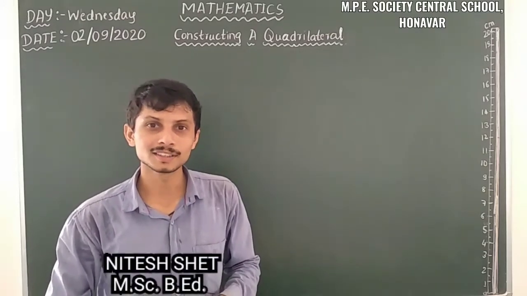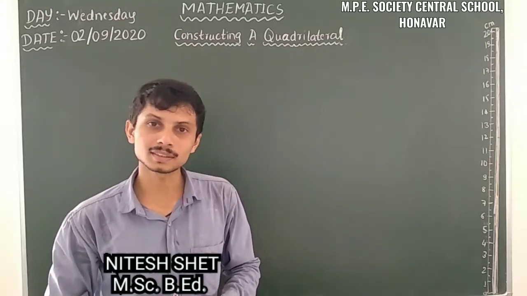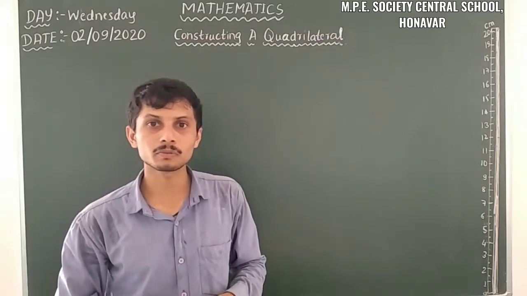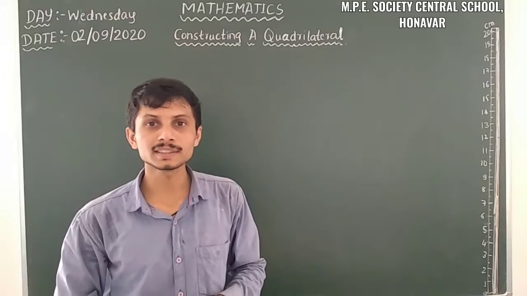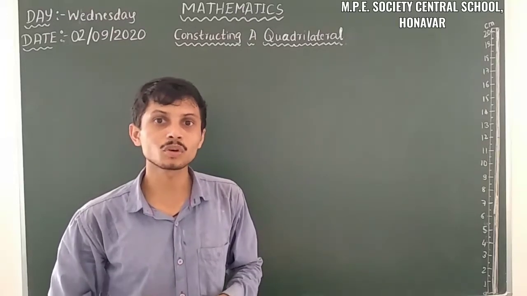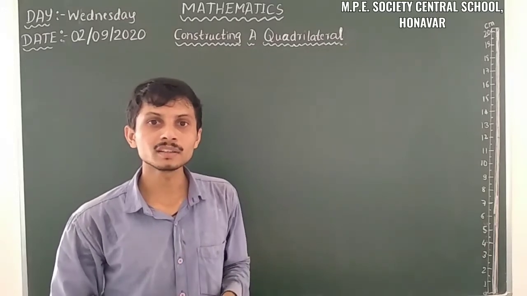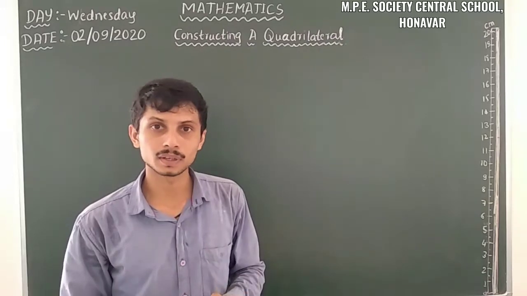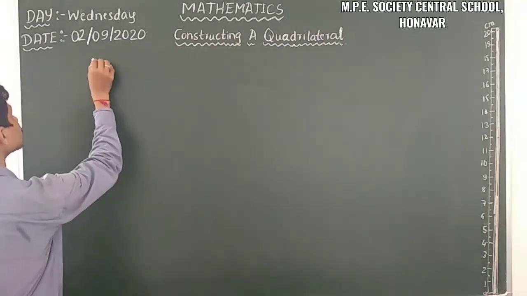I am from Annara. Last class we discussed a topic from 8th standard, constructing a quadrilateral. In constructing a quadrilateral, we already discussed the case when the lengths of four sides and one diagonal are given. Let us move on to the next topic, constructing a quadrilateral when two diagonals and three sides are given.